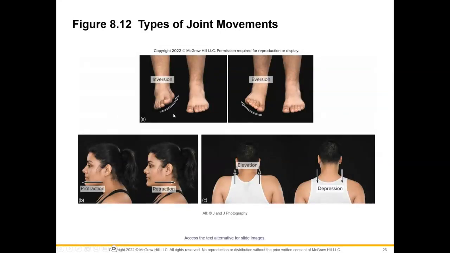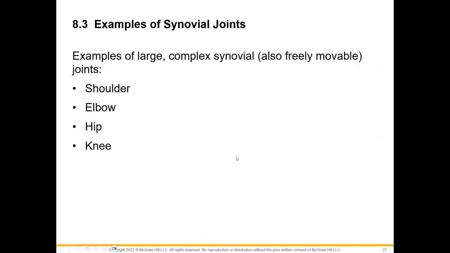Okay, some more images for you. In A here we have inversion, and the second picture is eversion. Okay, B here, protraction, like moving the head forward. Retraction, moving it backwards. Okay, elevation, this is raising your shoulders up. Depression is lowering the shoulders. Just one example. Okay, let's talk more about some of the specific synovial joints because they're all very different.